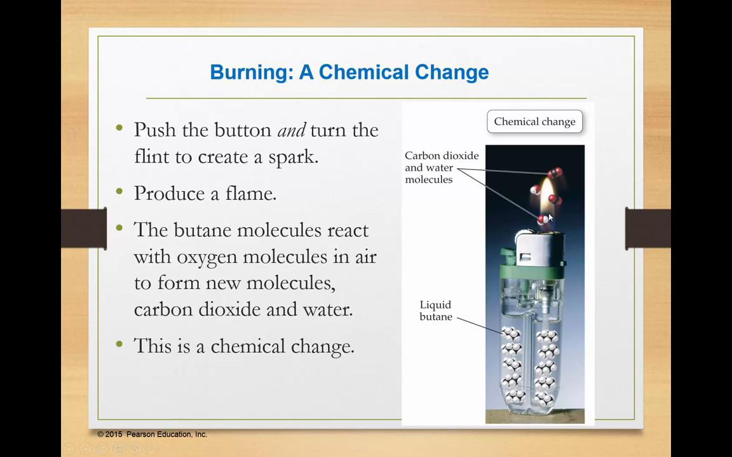Now, what it's not showing, you'll notice that red is appearing up here, and there's no red down in the lighter. Well, that's the oxygen in the air. They're not showing the oxygen atoms in the air around it, but that's where those are coming from. So this is chemical change. The molecules inside the lighter are very different from the ones coming out of the flame.